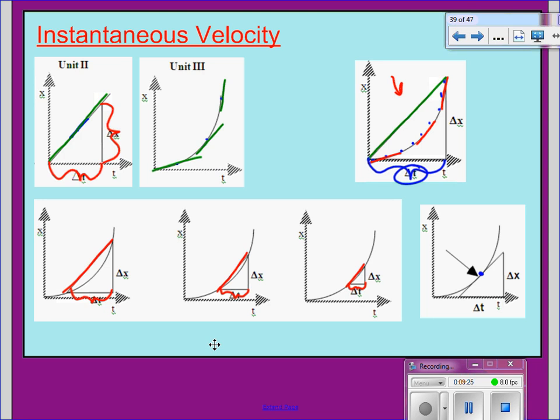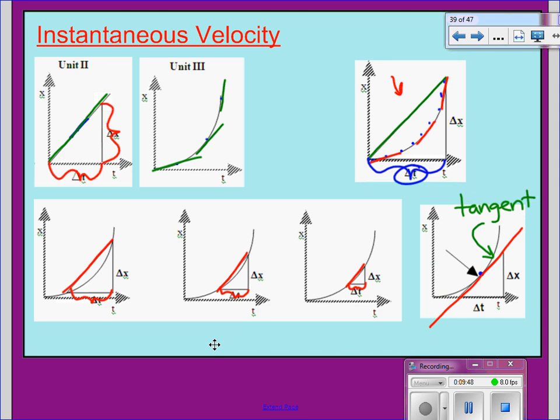So here's what you would do. The first thing you would do is draw a line that just touches the curve at that point. In math, we call this a tangent line. A tangent line is defined as a slope that touches the curve at just one point. And in this case, that one point is that one point in time.